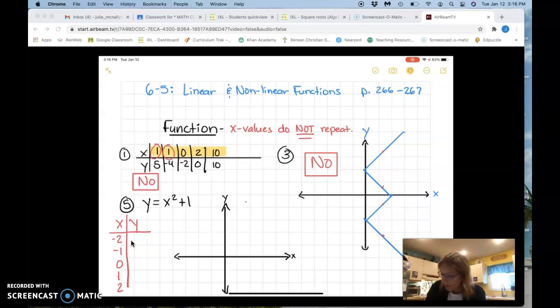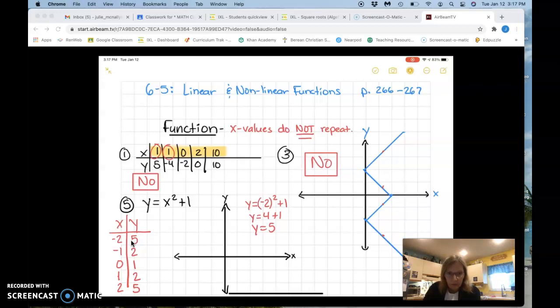For example, for the first one, I'll do y equals -2 squared plus 1. So -2 squared is 4. 4 plus 1 is 5. So when I put -2 in for x, y is 5. I'll do the same thing with each of those numbers: just plug it in for x and see what y equals. When I plug in -1, I get 2. When I plug in 0, I get 1. When I plug in +1, I also get 2. And when I plug in +2, I also get 5.